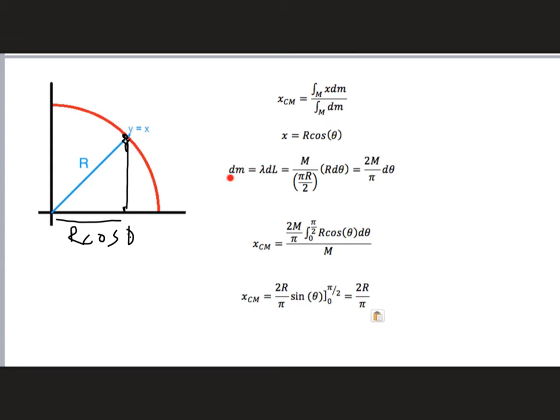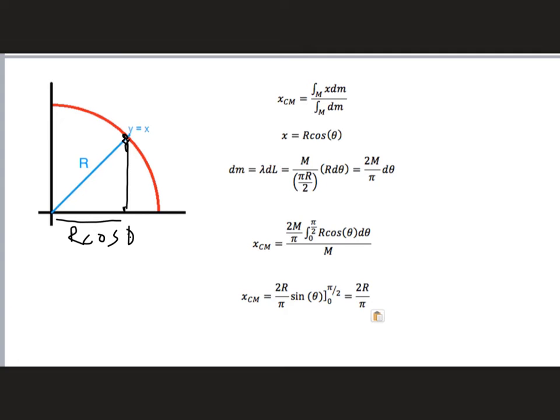Now, the dm is what's tricky about this. Remember what dm is. It's the little piece of mass. We're breaking this into a little piece of mass, and it's equal to lambda times dl. That's our usual way of handling it when it's a line. And what is lambda? Lambda is the mass per unit length. So if I take the total mass and divide it by the length of this segment, which is pi r over 2, that's going to be the mass per unit length. That's the lambda. And then the dl is just r d theta.